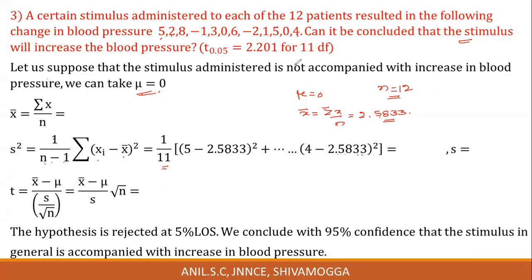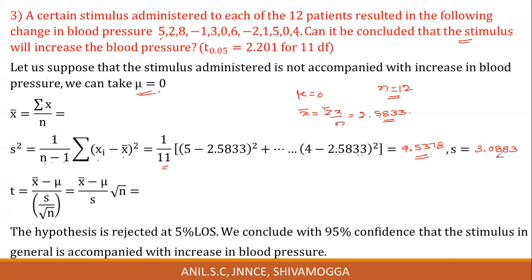What is the square? 9.5378. Okay, this is right. Then what will be the value of S? S square is 9.5378 and S is the square root of this. 3.0883.